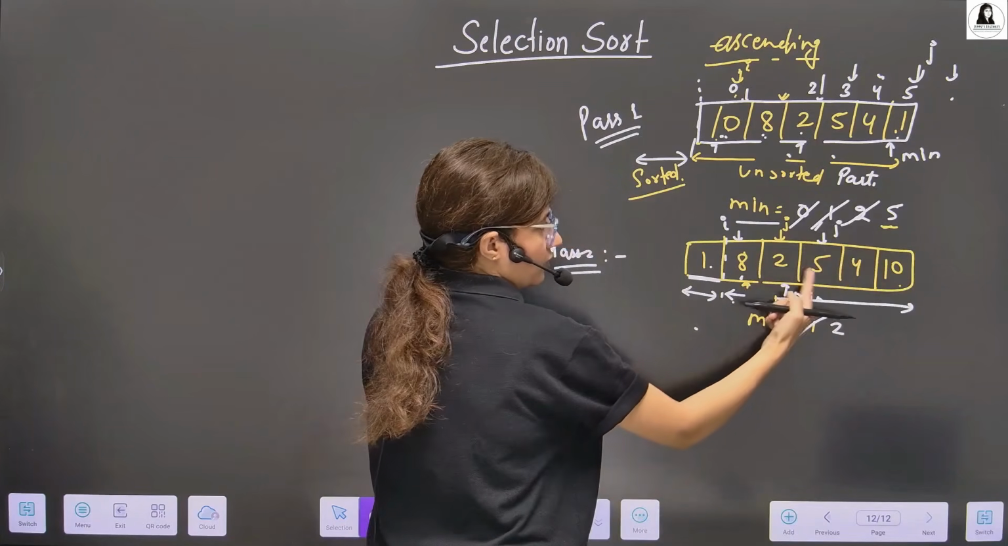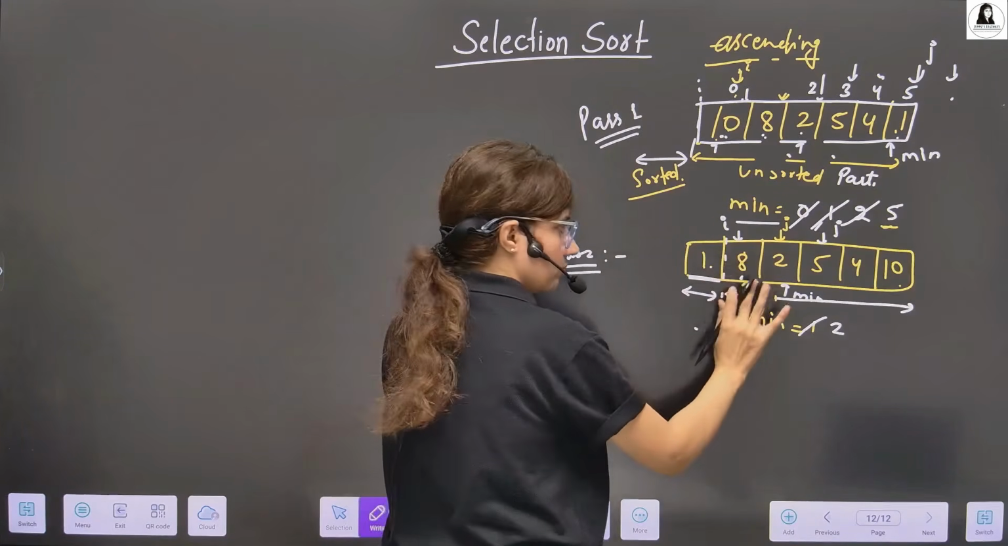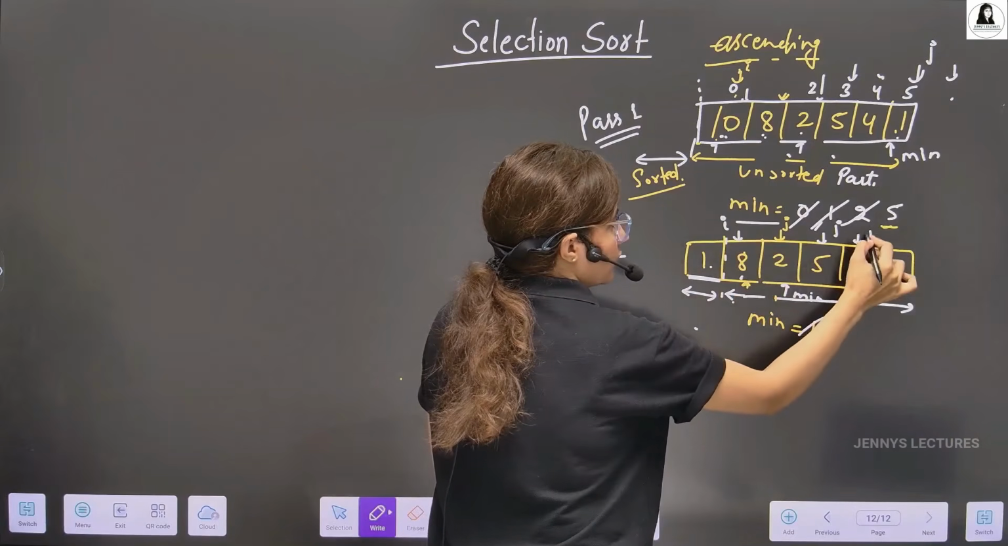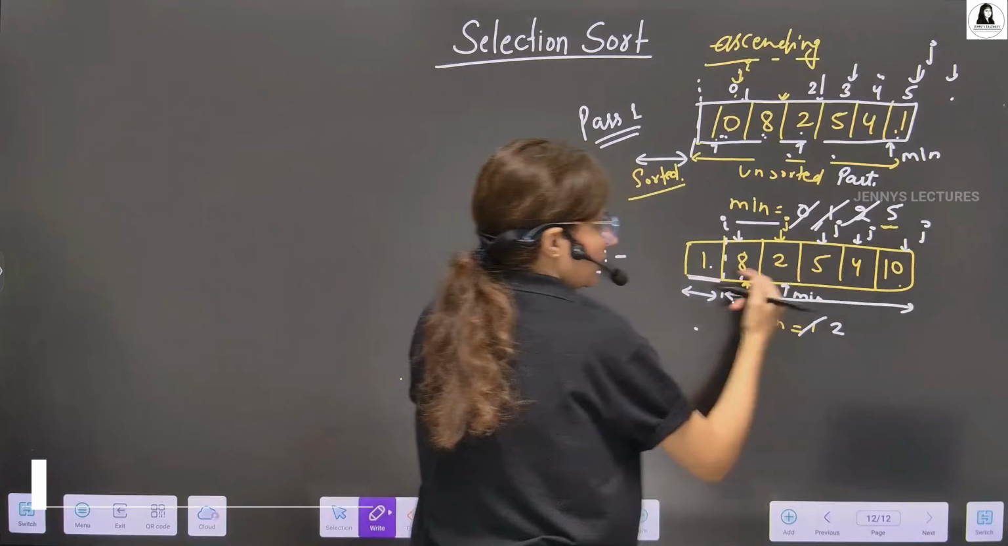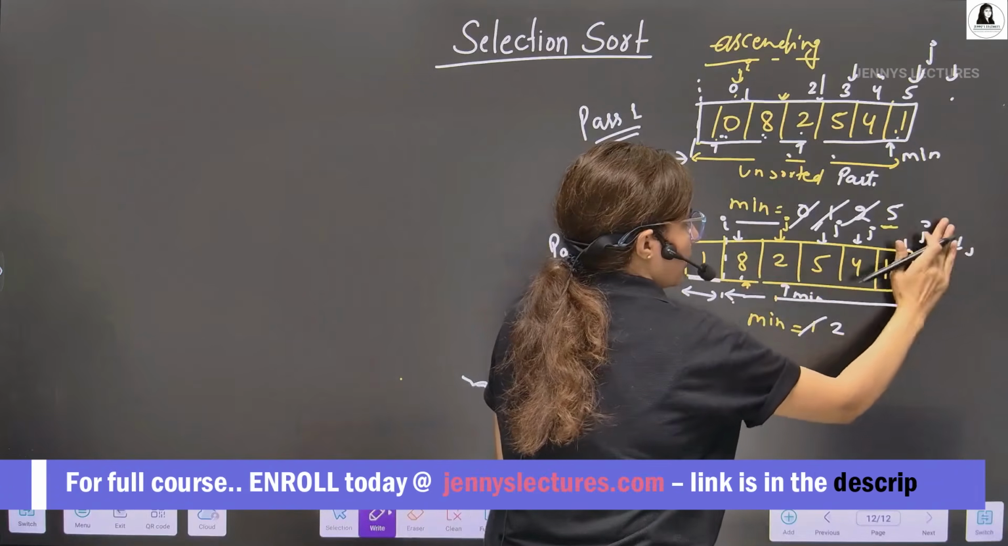J is here. Is this 5 less than 2? No. Min would be as it is. Just j plus plus. Is this 4 less than 2? No. Just j plus plus. Is this 10 less than 2? No. Just j plus plus. And now we are out.